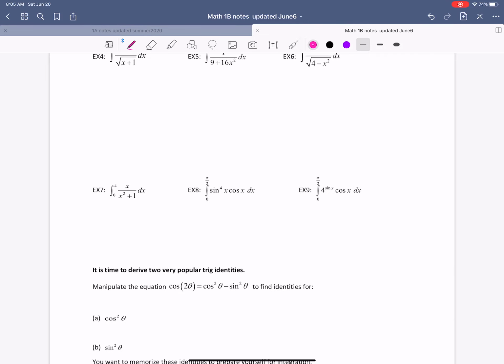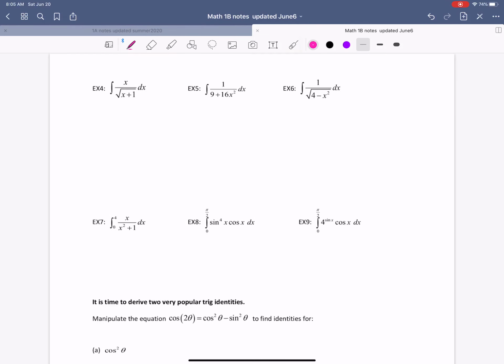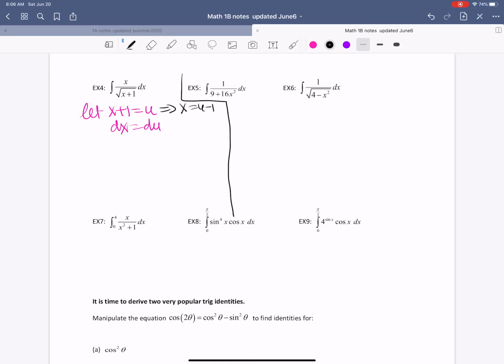Next example, we have x over square root of x plus 1. In this case, we can let x plus 1 be u, and dx would be equal to du. If I try to isolate x here, x would be equal to u minus 1. So this entire expression would become u minus 1 over square root of u du, which is u over square root of u minus 1 over square root of u du.